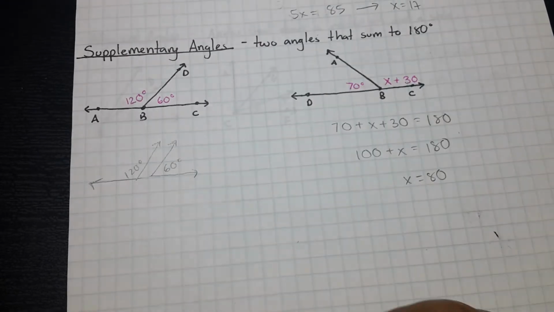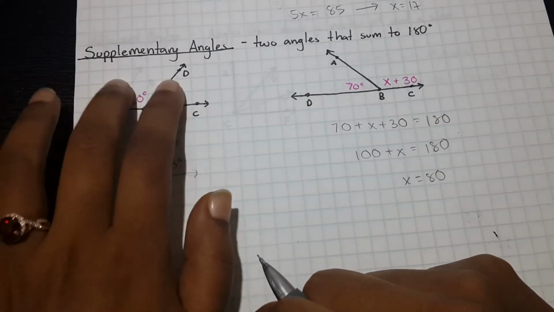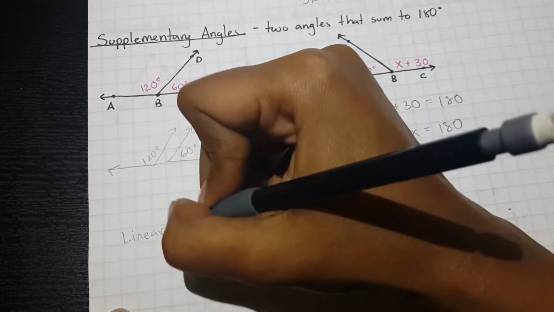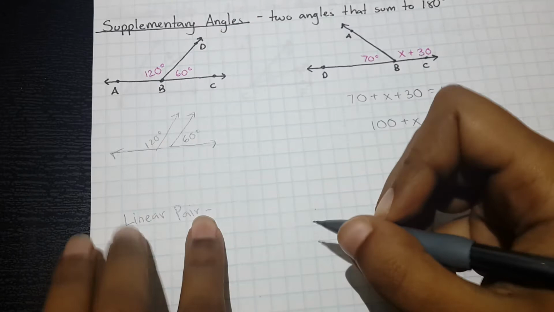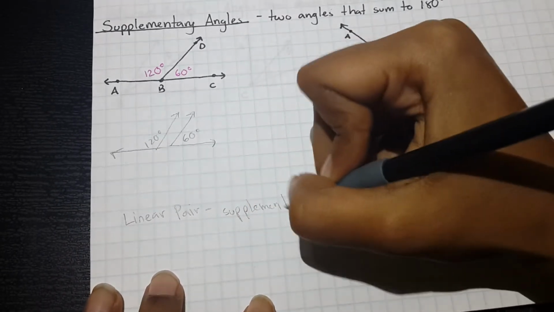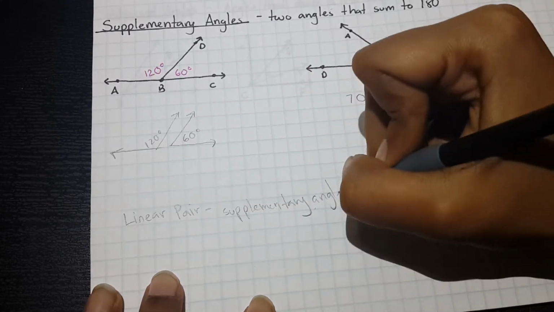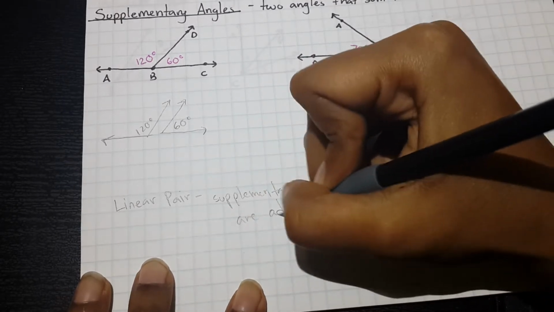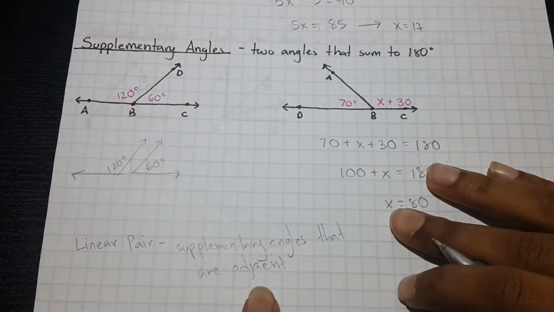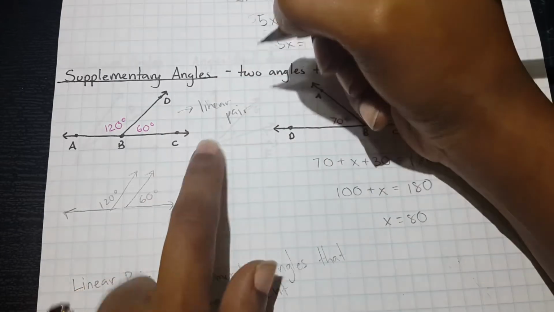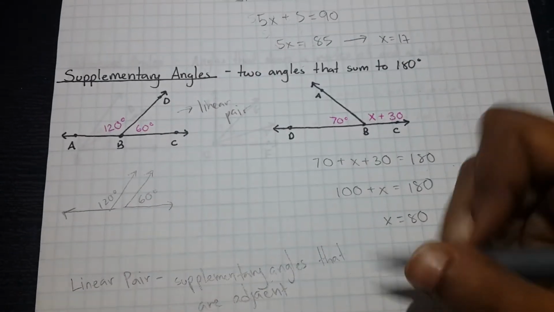Now, there's a special term applied to supplementary angles that are adjacent, and those are called a linear pair. So a linear pair are supplementary angles that are adjacent. Alright, so supplementary angles that are adjacent. So this is an example of a linear pair as well as supplementary angles, and this is just an example of supplementary angles.